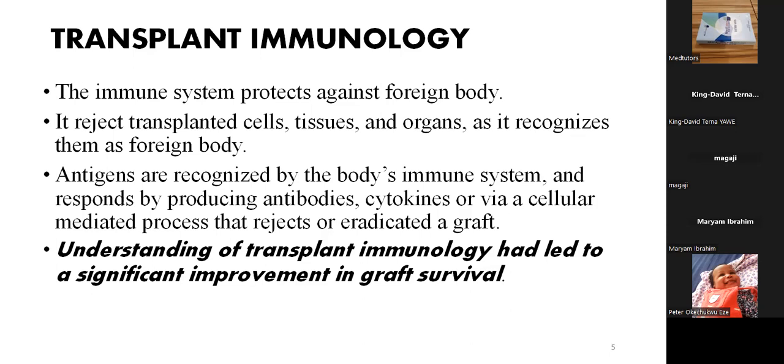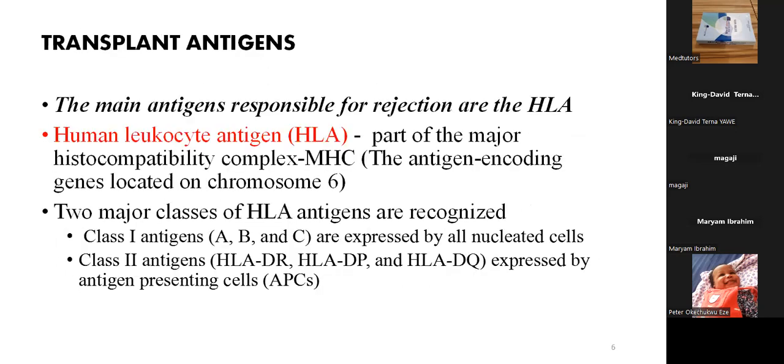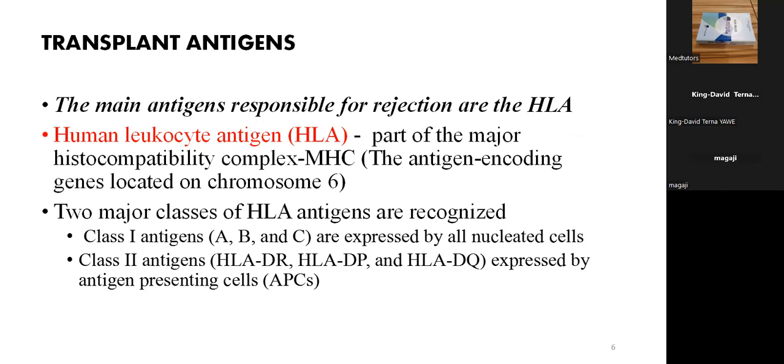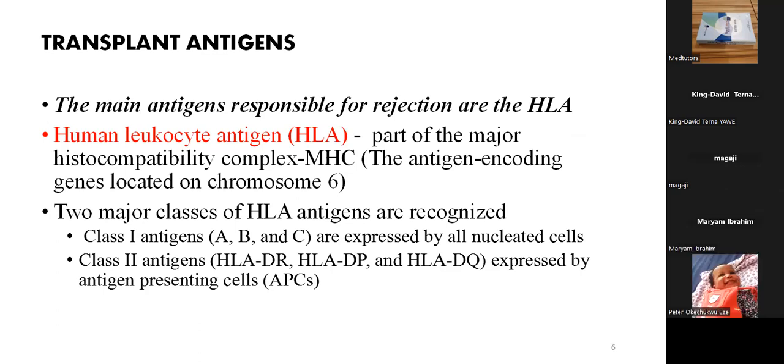So it is important we understand the immunology of transplants, because understanding of transplant immunology has led to a significant improvement in graft survival over the years. The main antigens that are responsible for rejection are the HLA antigens. Basically, there are two antigens, the HLA antigens and the ABO blood group antigens, but the HLA antigens are the main antigens responsible for rejection. They are part of a histocompatibility complex, which encodes the HLA antigens. They are surface proteins. The histocompatibility complex is located on chromosome 6.